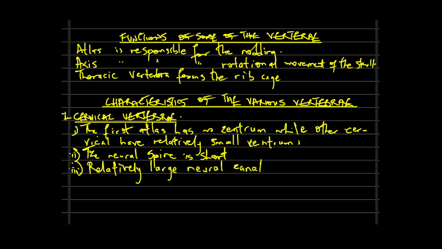So these are some of the characteristics of the cervical. Okay, let me add this one, that the cervical ribs are present. They have cervical ribs which are flattened transverse processes. So let's quickly add that they have cervical ribs present. Those are some of the characteristics of the cervical vertebrae.